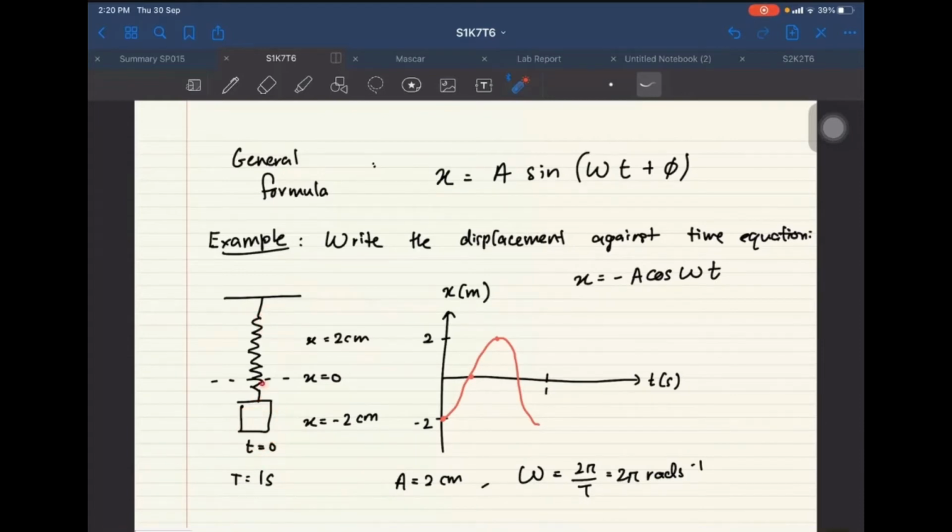Kalau dia start daripada 0 tu, maksudnya objek tu dah memang bergerak. Dia dah memang going up and down, up and down. And then dia kata when it is at x equals to 0, dia start the timer. Okay, that's when you have t equals to 0 dekat sini. Kalau tak, dia memang takkan start daripada tengah tu. Itu je.